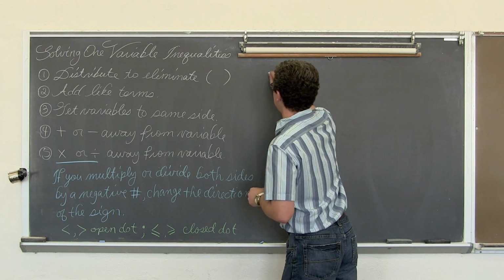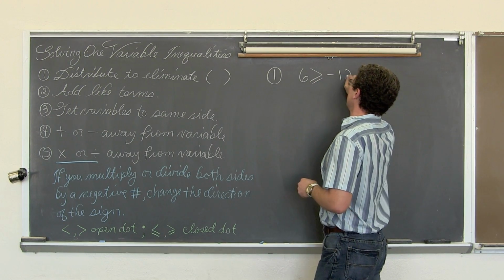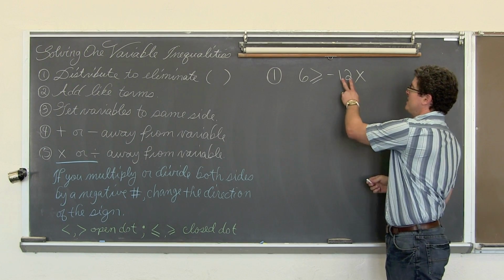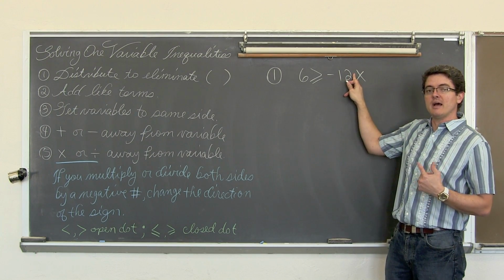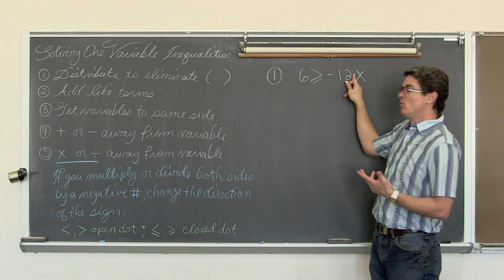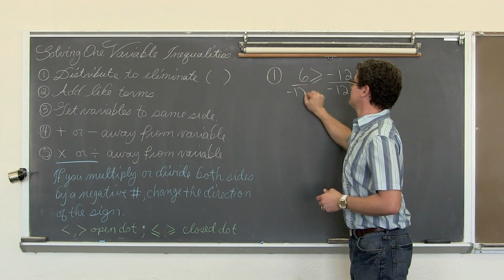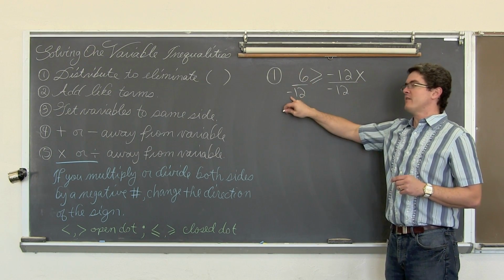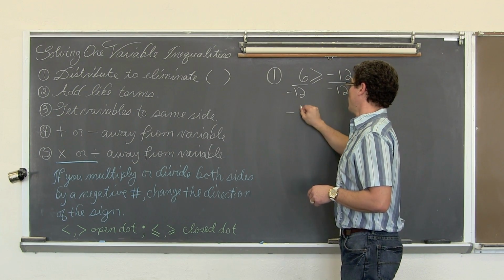Okay, so first example. We got 6 is greater than or equal to negative 12x. Alright, so with the x we have a negative 12. It's multiplied to the x. They're touching, so you want to undo that multiplication with division. So we're going to divide both sides by negative 12. And 6 divided by negative 12, a positive divided by a negative number is negative. So we have negative 1/2.